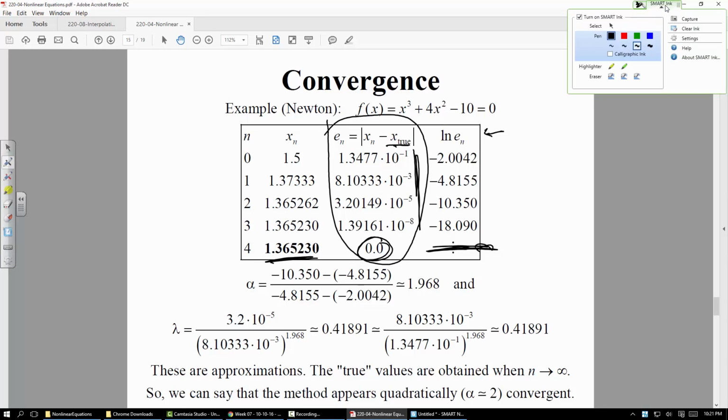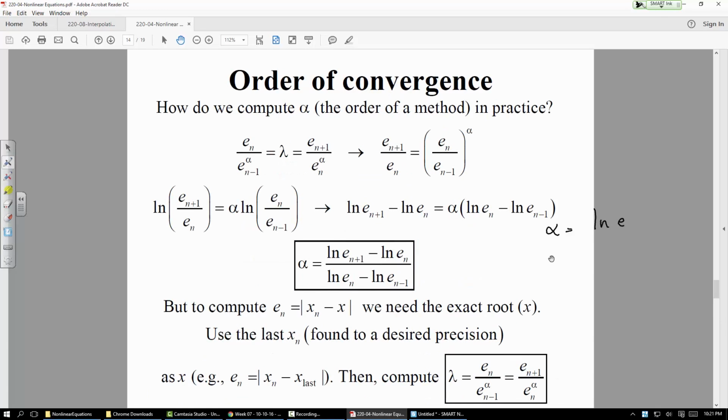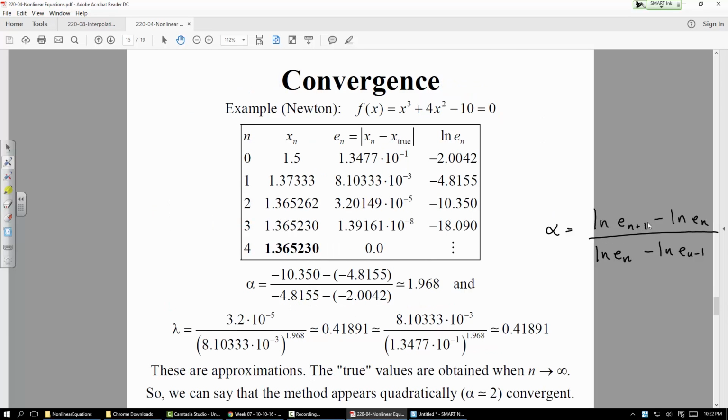And we have a couple of options. So our general formula was alpha equals ln of e sub n plus 1 minus ln of e sub n, over ln of e sub n minus ln of e sub n minus 1. So we have a couple different options for n. n could be 2, and so e sub n plus 1 would be this value. E sub n would be this. This would be e sub n minus 1.